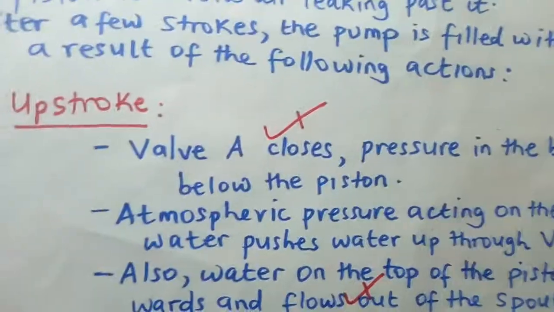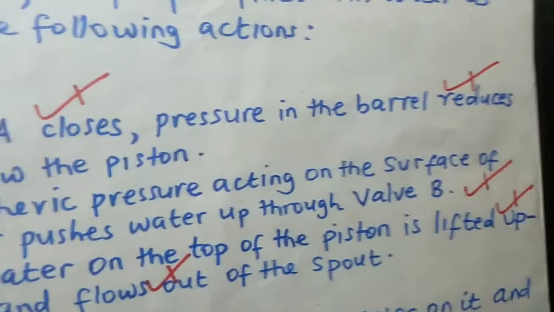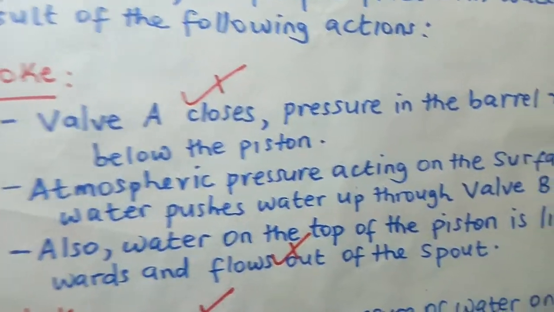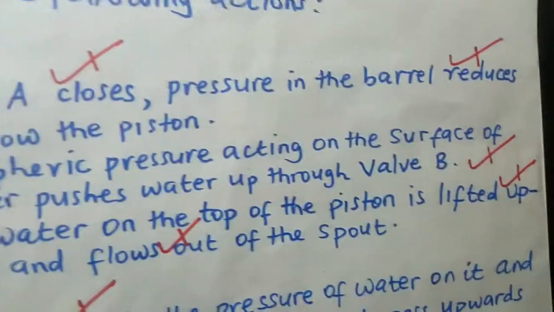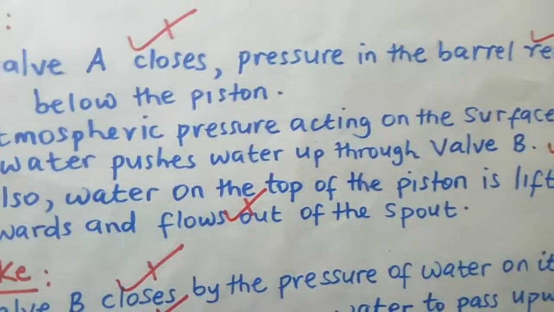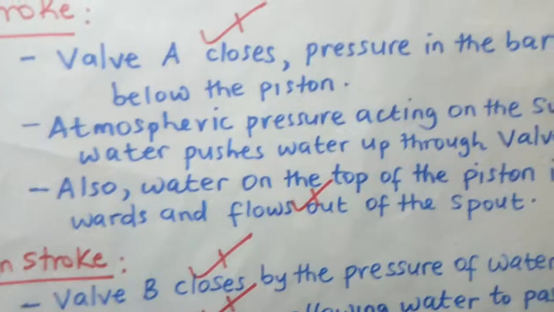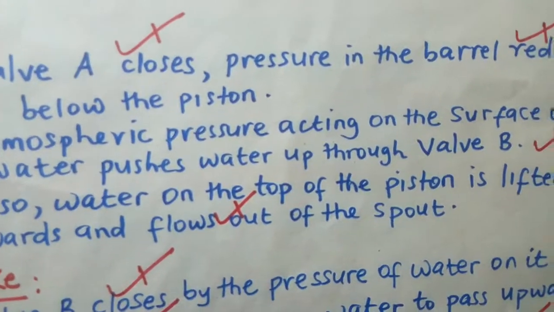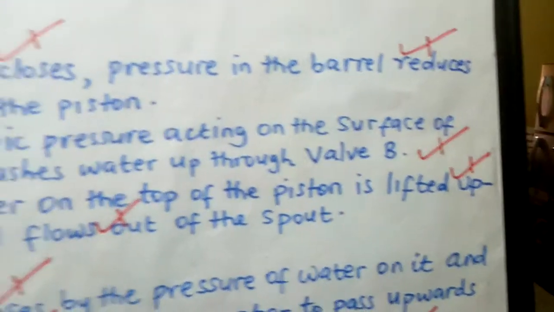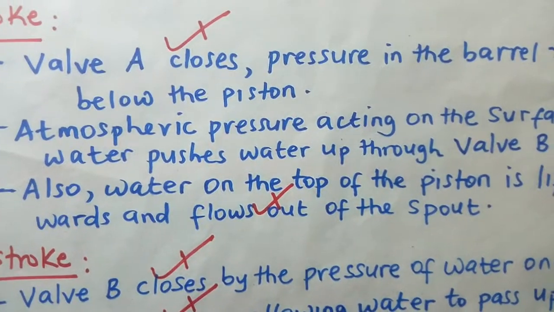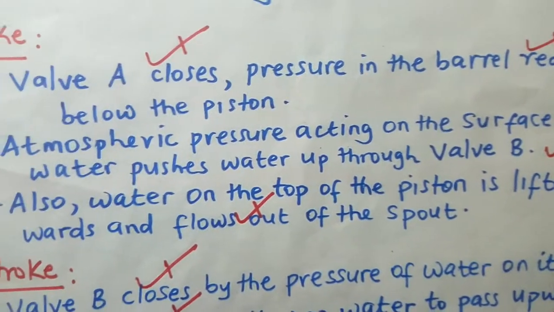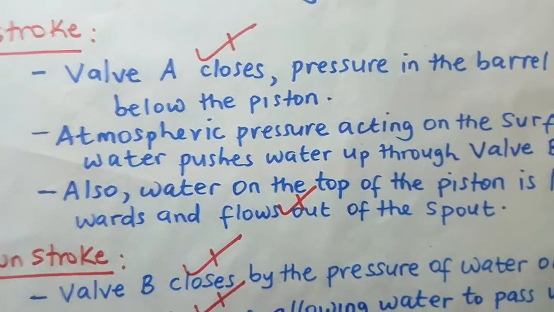That valve A closes, pressure in the barrel below the piston reduces, atmospheric pressure acting on the surface of the water pushes the water through valve B. Okay? Then the water which was already on top of the piston is lifted up. And once it is lifted up, it flows out of the spout. So that is what happens during the upstroke.